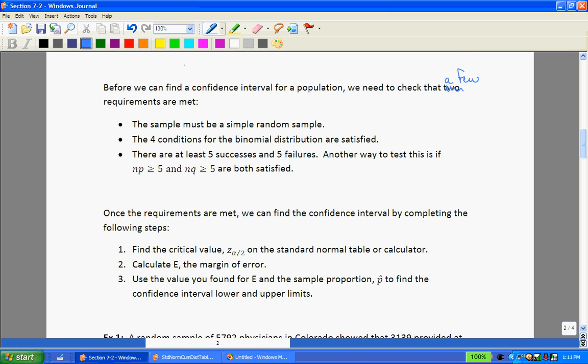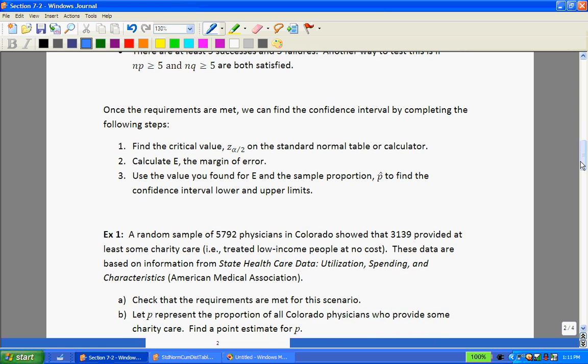Once we do that, this is how we find the confidence interval. First thing you want to do is find the critical value, z sub alpha over 2. We'll practice that in a moment, but remember, when you're finding the z value, you don't look on the sides. You search in the middle for a value that comes as close to what you're trying to find, and then you look on the side to see what z value that is. You can either use your standard normal table, or you can use your inverse normal function on your calculator.